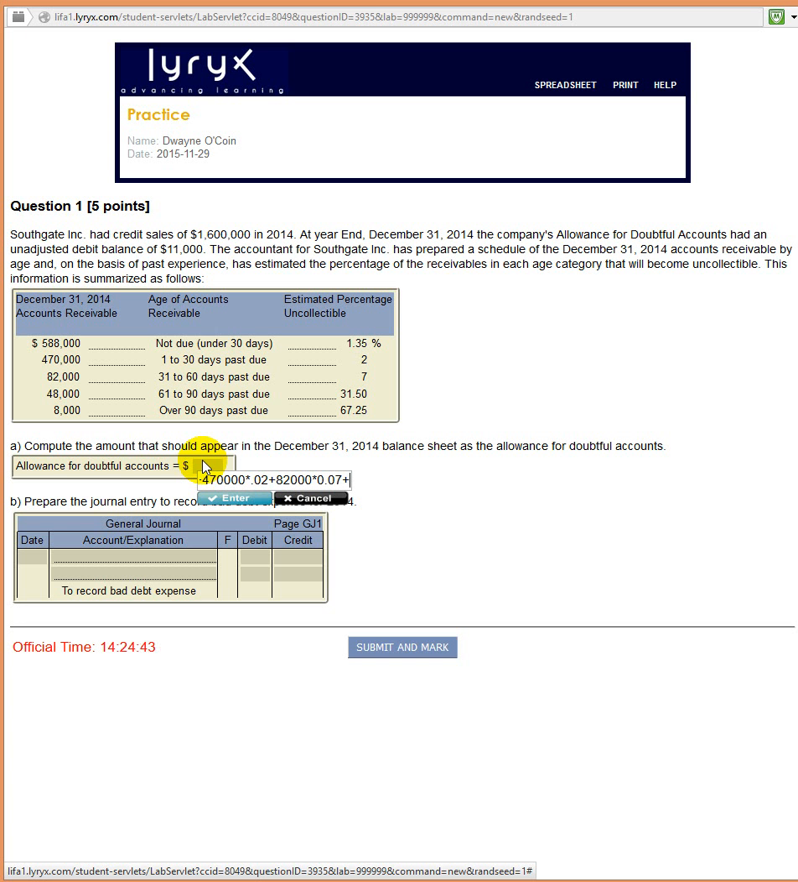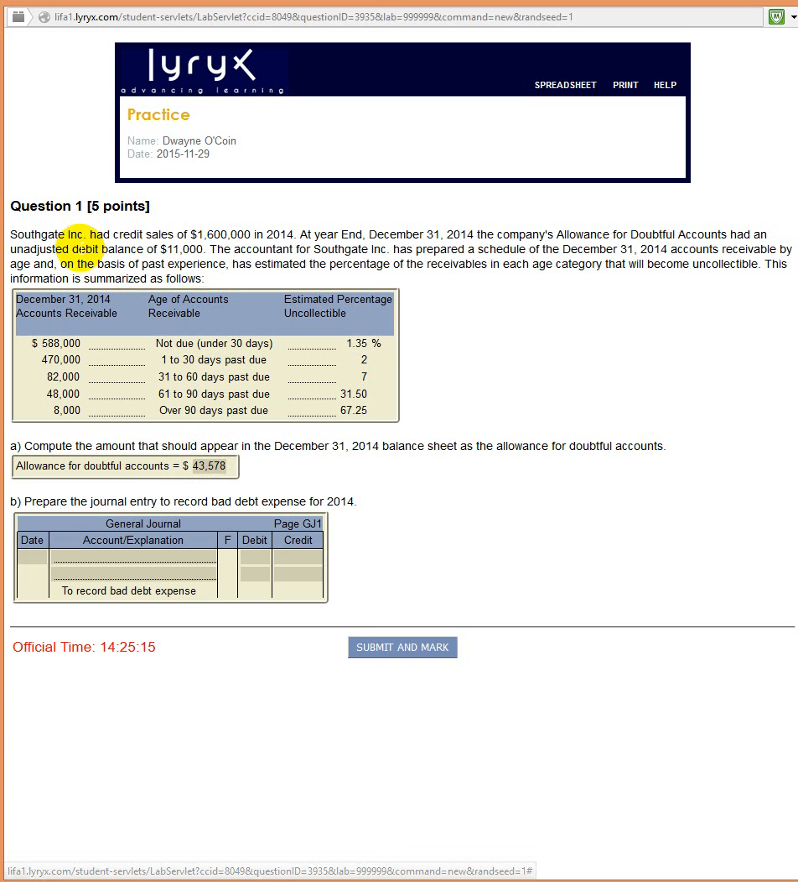Plus 48,000. A lot of the 61 to 90 days accounts receivable are expected to be uncollected, so we're multiplying that by 0.315. 31% is expected to not be collectible, and if it's made it to 90 days past due, we expect to not receive very much at all. Then 67,000 times 0.6725, or 67.25%. So our allowance for doubtful accounts should be actually 43,578.